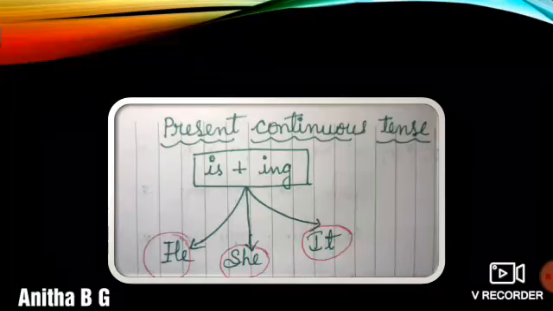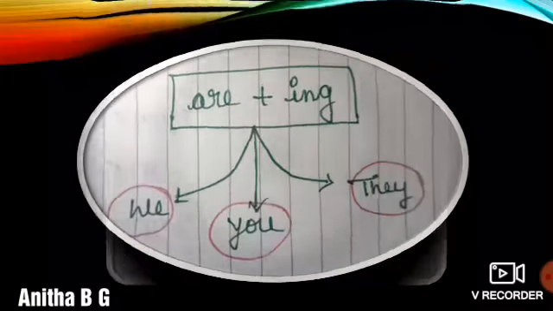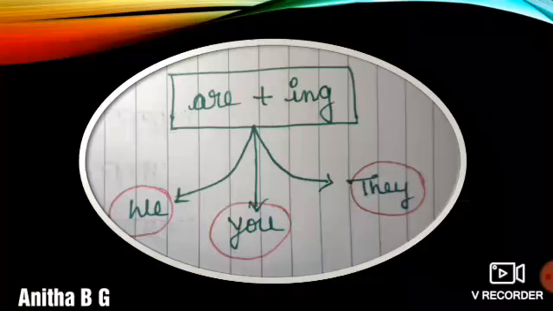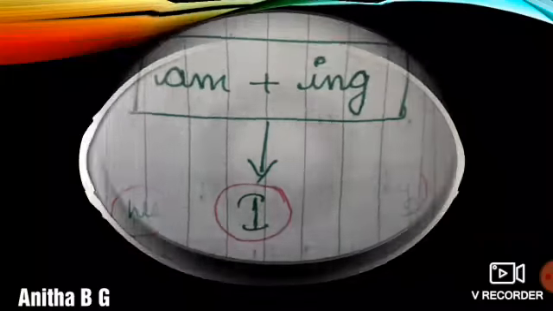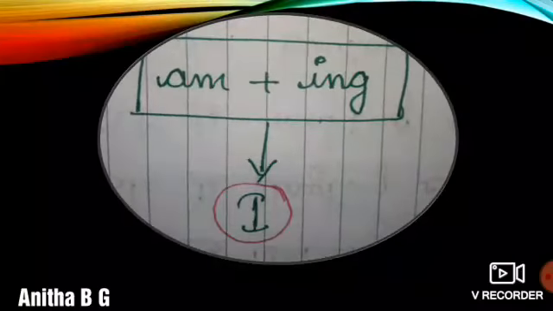Next, in the present continuous tense, for he, she and it, we have to use is plus ing. He is writing, she is writing, it is writing. Got this? And for we, you and they, we have to use are plus ing. In the present continuous tense, we are writing, you are writing, they are writing. It shows the continuity, ing, is it? Next, for I, we have to use am plus ing. I am writing, I am singing, I am eating, I am dancing, I am watching, like that.